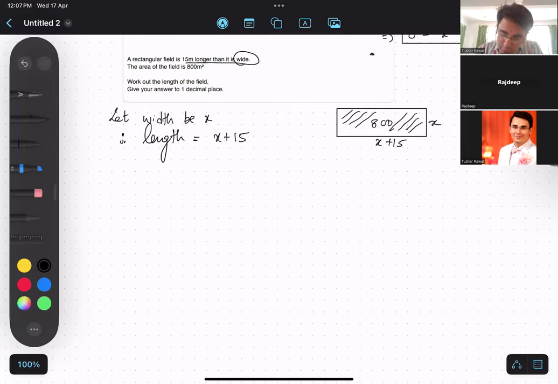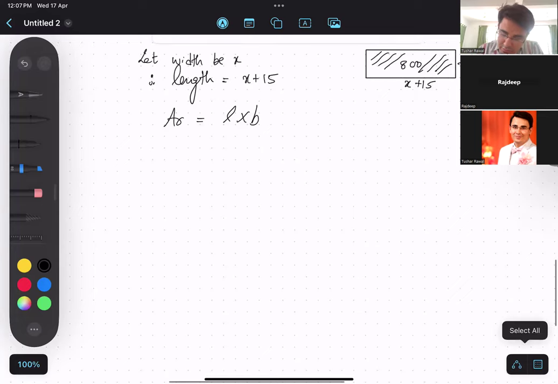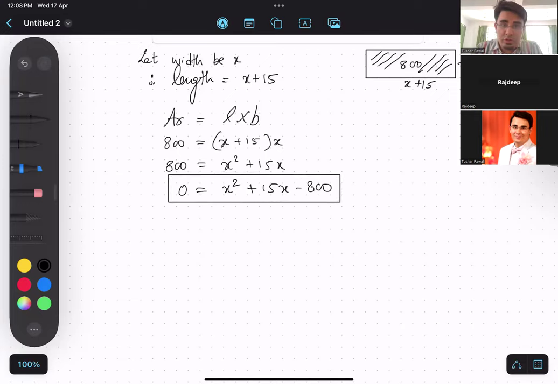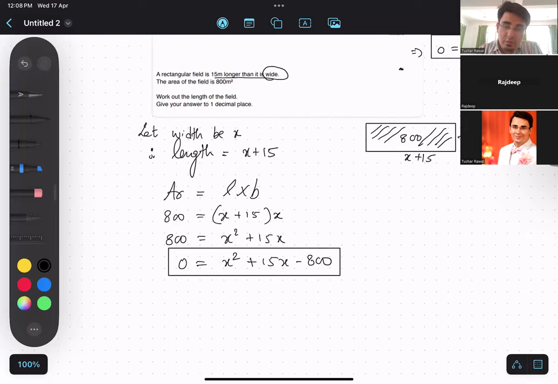Now, what is the formula for area? Length into breadth. So area is 800, length is x plus 15 multiplied by x, which gives x squared plus 15x. So you got your quadratic equation. The question is, you have to find out the length, so you have to find out the value of x. Use the quadratic formula. Understood? Any doubt? No, sir.